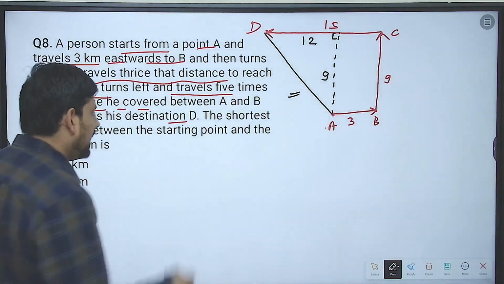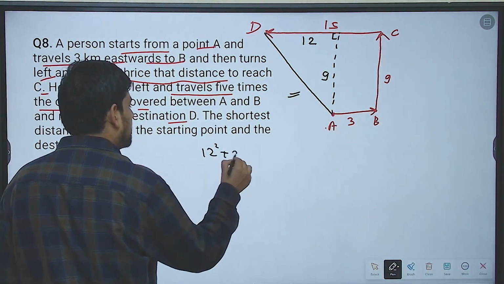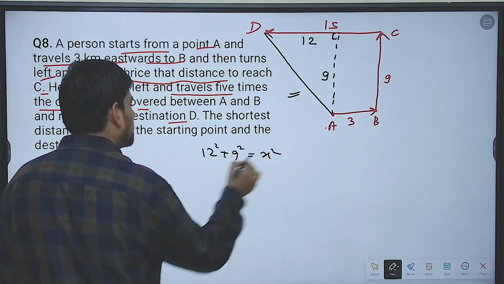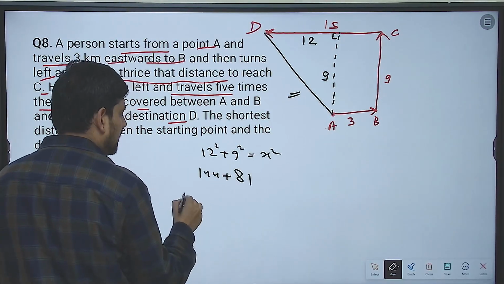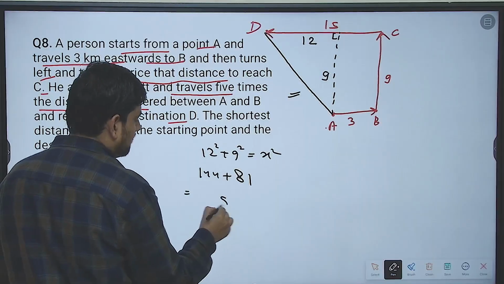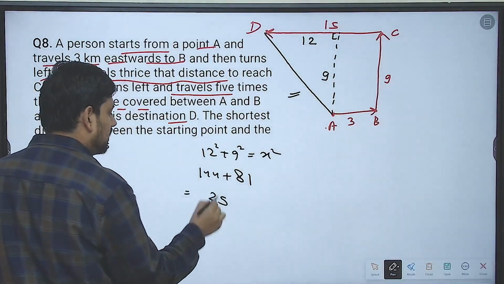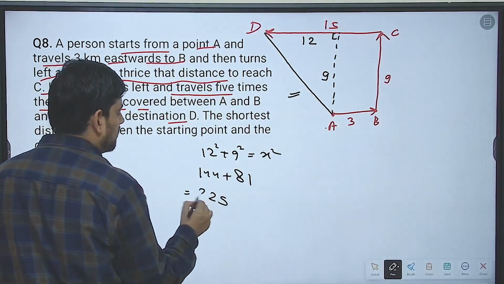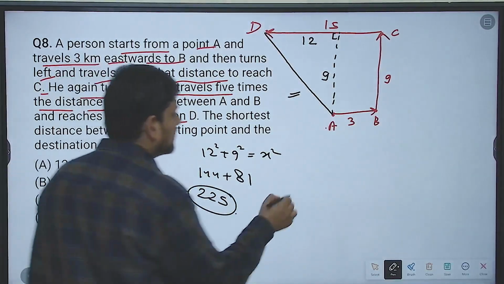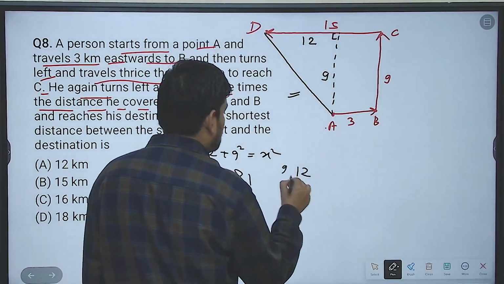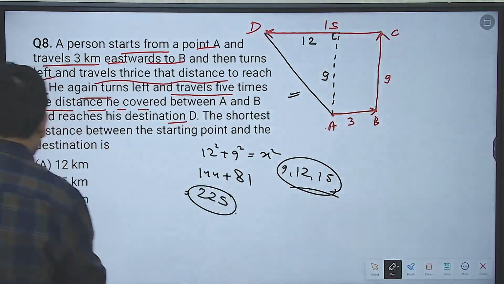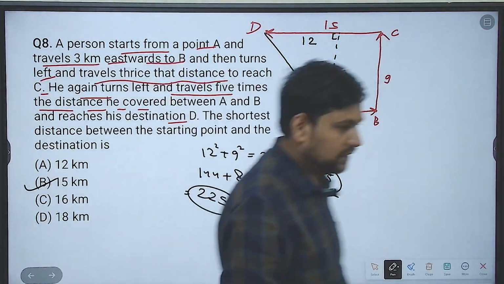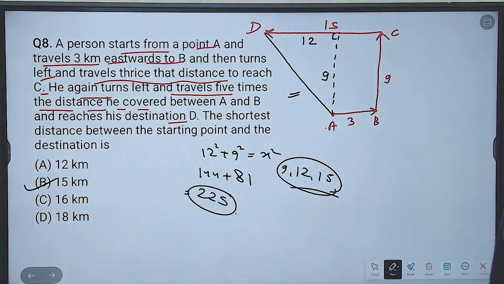Now you can either find it like this: 12 square plus 9 square equals x square. 12 square is 144, 9 square is 81. This comes out to be 1 plus 4 is 5, and 8 plus 4 is 12, 2 here, 1 carry, and 225. Or you must be remembering 9, 12 and 15 as the Pythagorean triplet. So the answer comes out to be 15 kilometers. Understood?